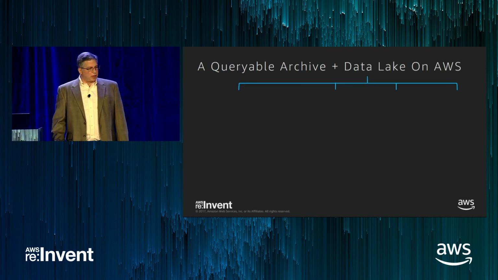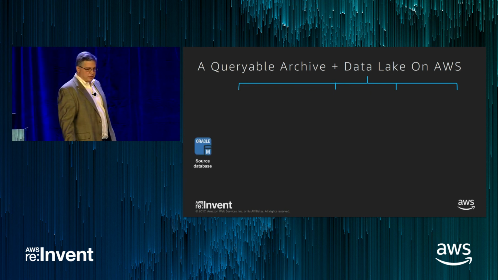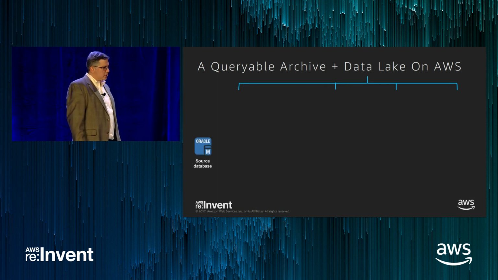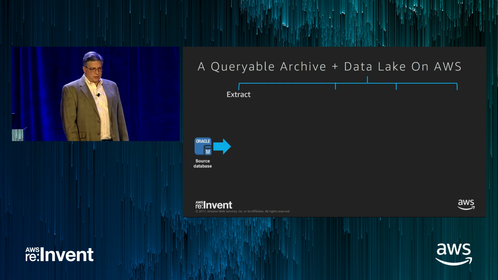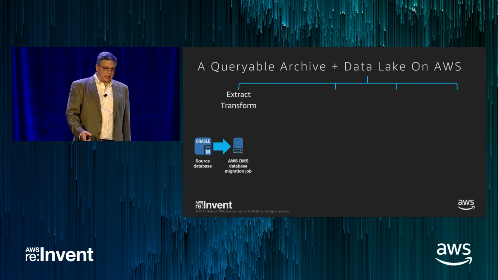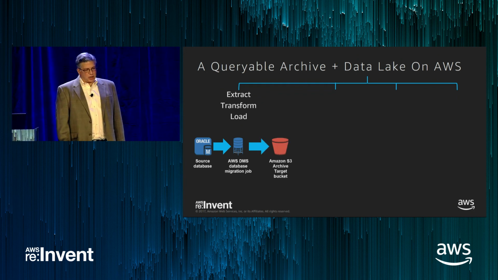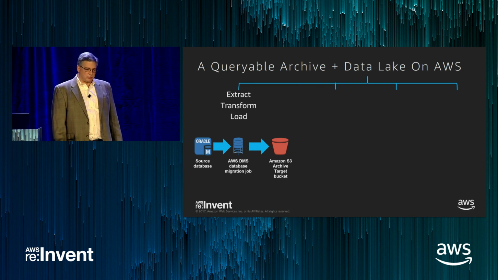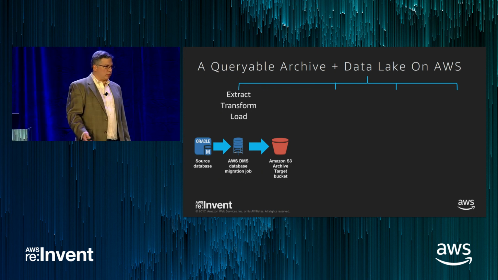So we're going to come a little bit closer to the ground here and see exactly what we're building. At 1,000 feet, we have our source database, which is our historical NASDAQ listed history database. We're going to extract and transform that data using AWS Database Migration Service, and then store it in an archive bucket in S3, which is our queryable archive, in a compressed CSV format.